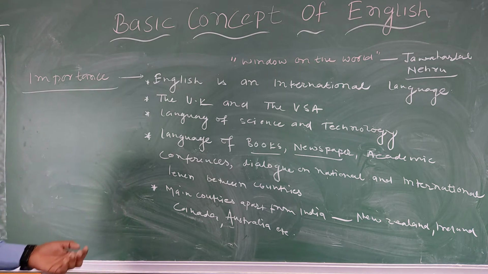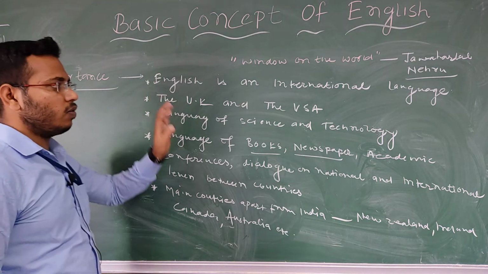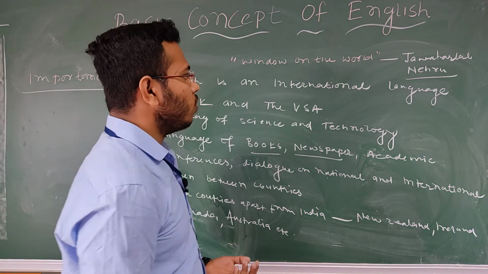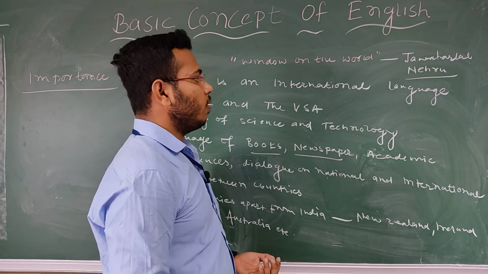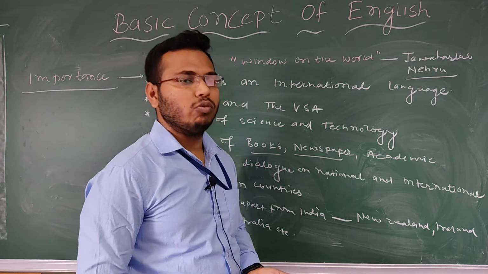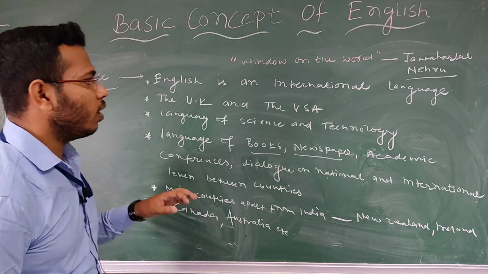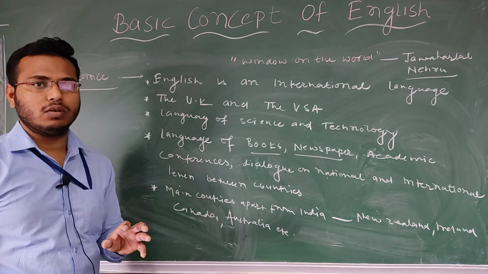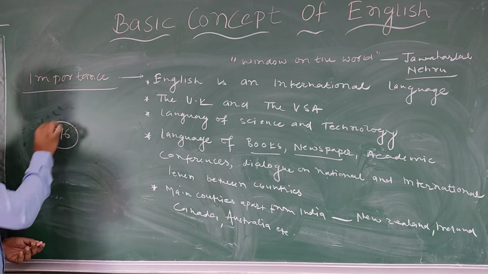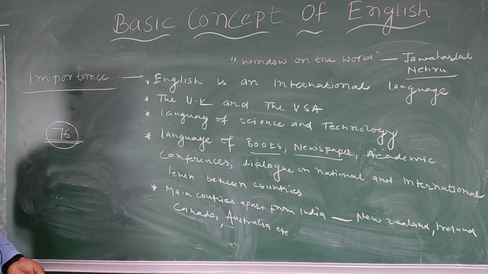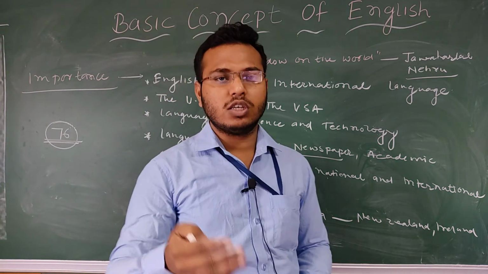So let's explain one by one what the importance is. English, first of all, is an international language. What is meant by saying international language? We can also say international language is a global language or world language. English is called an international language because it has dominance in at least 76 countries. In at least 76 countries, English has either a special or official status.